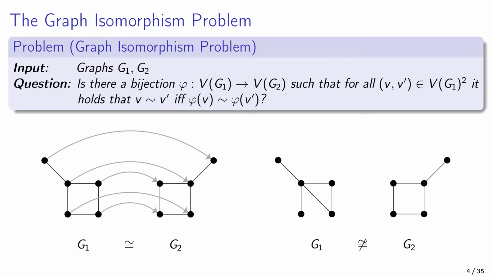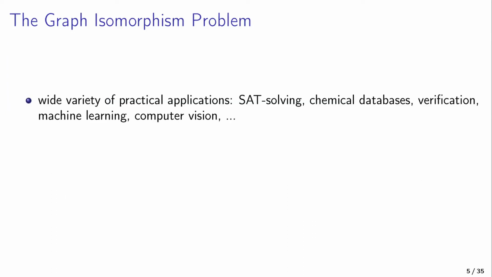And in this second example, you can also easily see that these two graphs are not the same. The way to see this formally is that in the first graph, there is this vertex of degree 4, which cannot be mapped to any vertex in G2 in a neighborhood preserving way, because there is no vertex of degree 4 in G2.